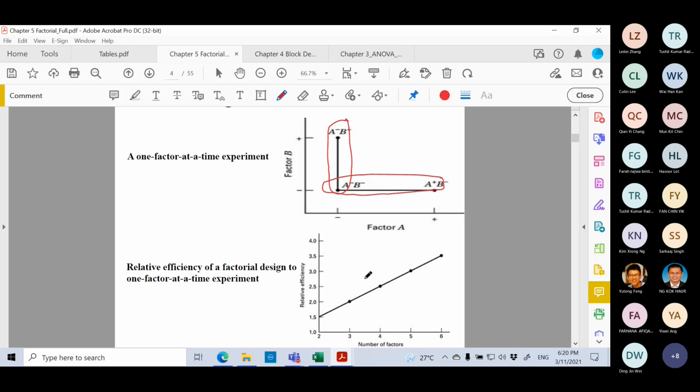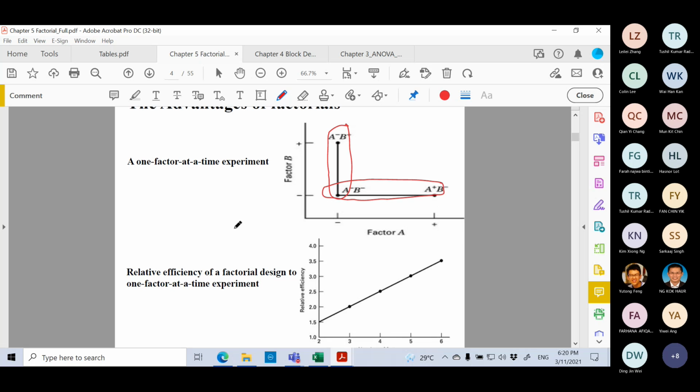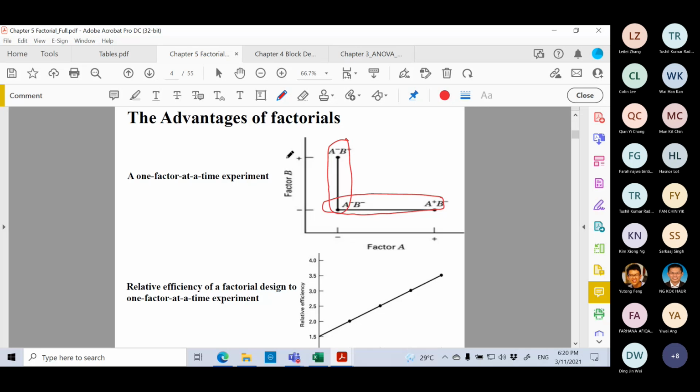Okay? So this one shows you that if you have many factors to consider, if you do it one by one individually, then the one factor at a time is not as efficient as if you do the factorial analysis. Okay, so this one mentions to you the advantage of using the factorial analysis.